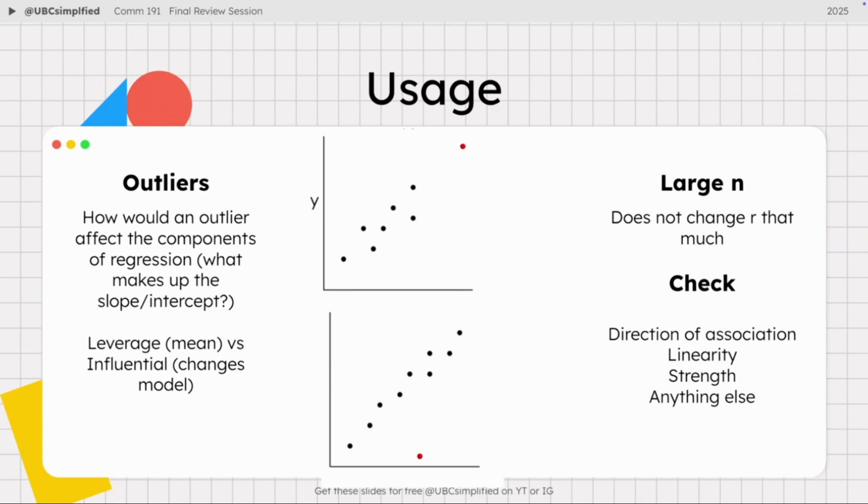Another thing is if you increase n a lot, that's not going to change r that much. So if you have a sample size of 50 and an r of 0.5 and you increase that to a sample size of 500, odds are your correlation coefficient is going to be about the same.